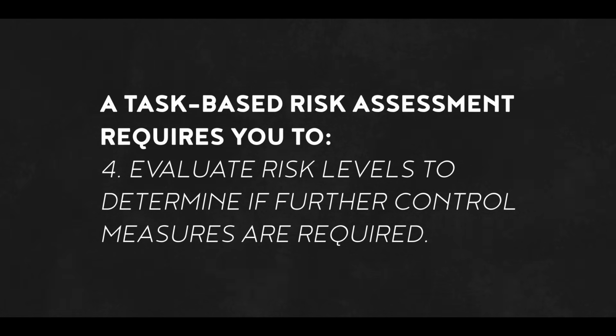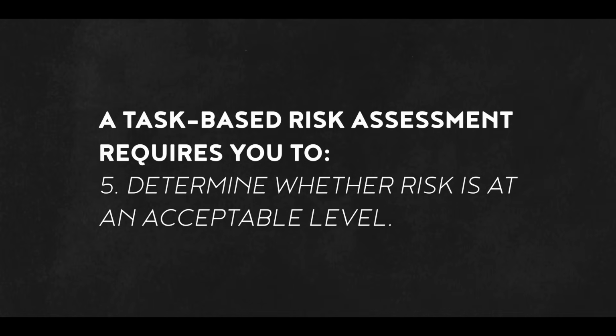Step number 4 requires the evaluation of risk levels, therefore to determine if further control measures may be required to mitigate the risk. This may mean that we need to draw a comparison between legal requirements, best practices, or company thresholds related to risk. Step number 5 will determine whether risk is at an acceptable level. Here we will identify and determine the controls necessary to mitigate the risk. Therefore, we would need to consider elimination, substitution, engineering controls, administrative controls, as well as personal protective equipment.